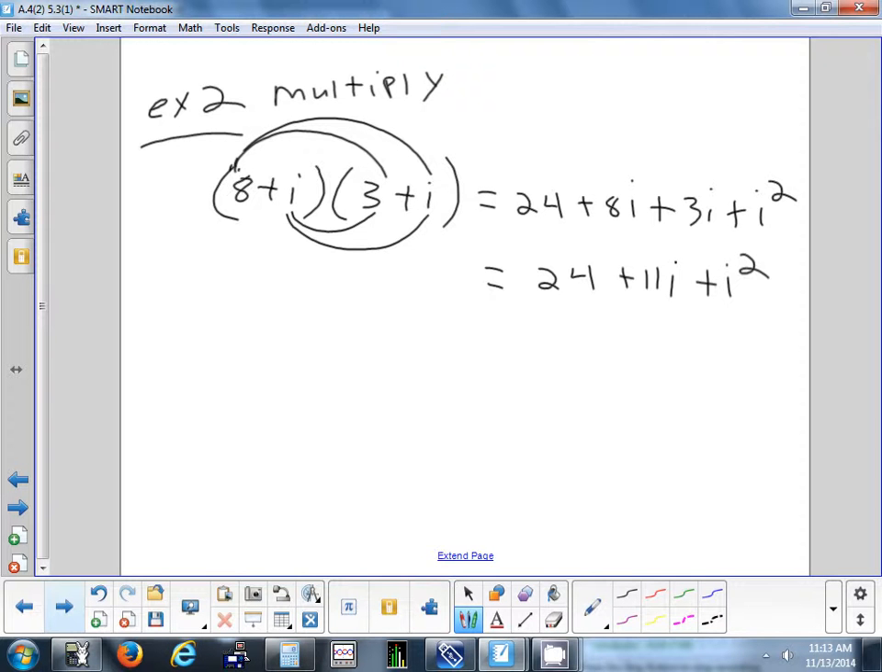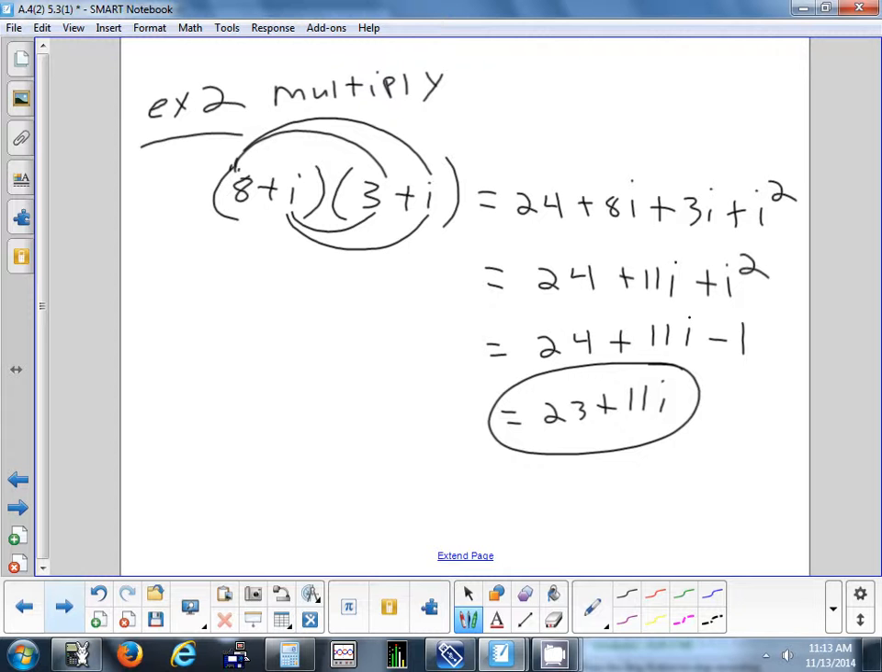Okay, Adam, what can I do next? You can turn the i squared into negative 1. Yes, negative 1. So make i squared negative 1. Now you can combine it with the 24. We get 23 plus 11i. And that's it.